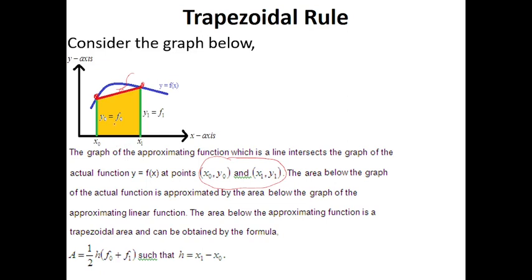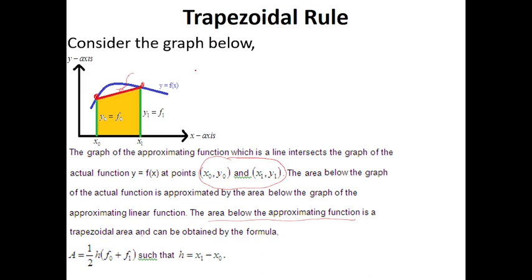Okay, so we are now to determine the formula for approximating the area below the graph of the actual function using trapezoidal rule. So in this case, the area below the approximating function is a trapezoidal area. So we have this trapezoid. This is a trapezoidal area and can be obtained by the formula A equals 1 half h f sub 0 plus f sub 1. Okay, so this is the area of a trapezoid.